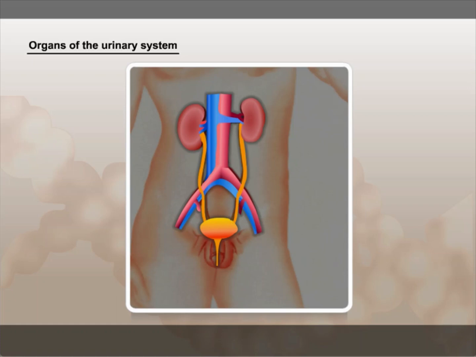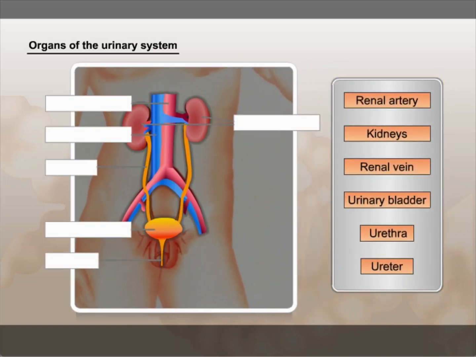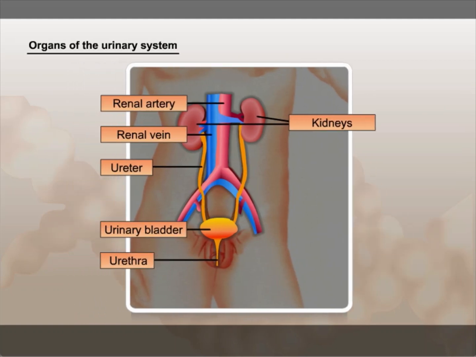We know that kidneys play an important role in regulating the blood osmotic pressure. Kidneys are part of the urinary system. Do you still remember the organs found in the urinary system? Drag and drop the appropriate labels into the spaces provided. Well done! Click on each of the labels to know more.